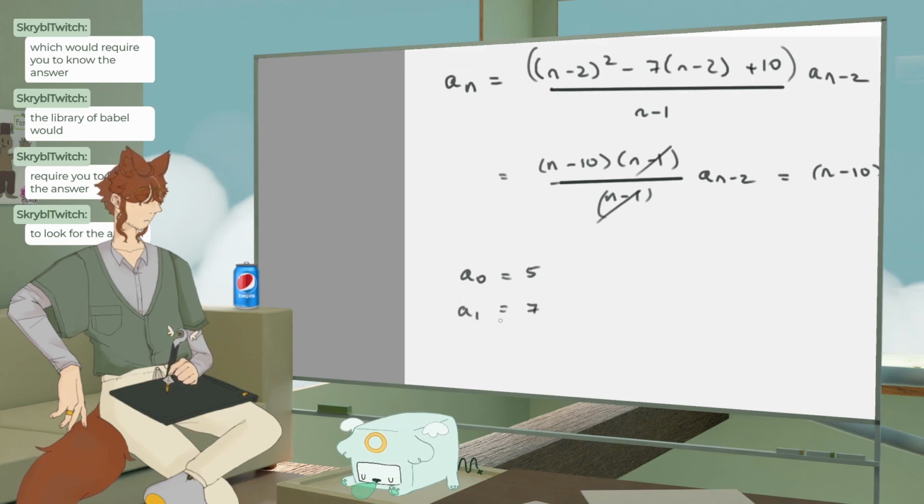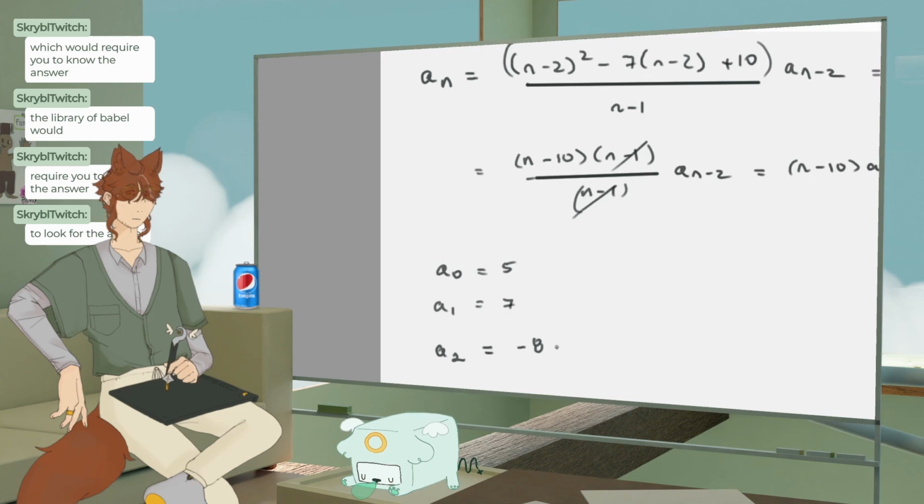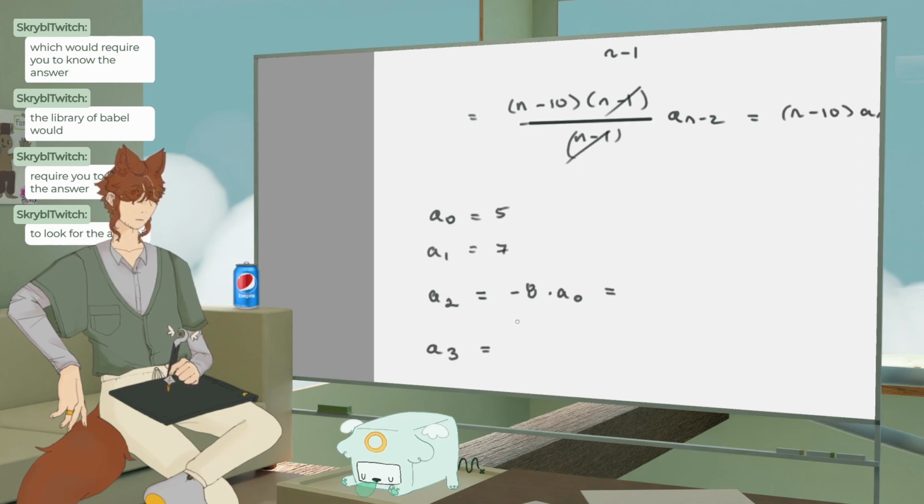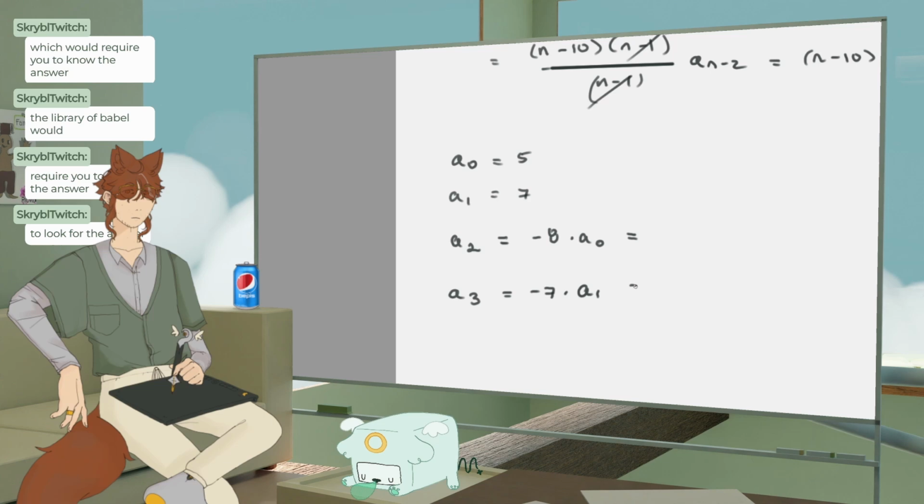All right, so for A2, we get -8 times A0. I'm gonna leave the computation till later, not because I have any issue with computation. Definitely not. -7 times A1. Okay, so that's -7 times 7. That's -8 times 5.